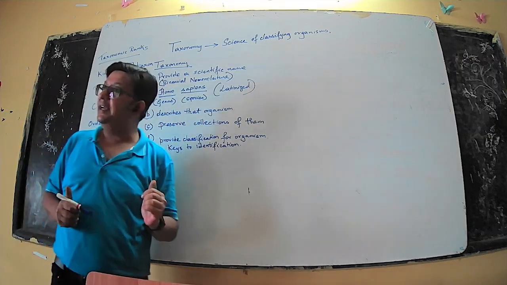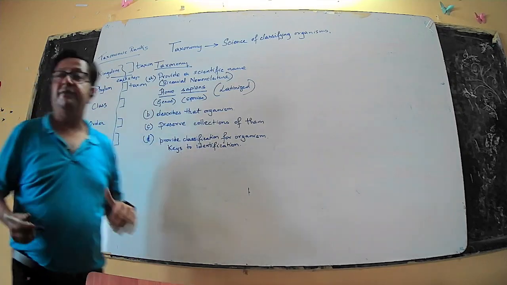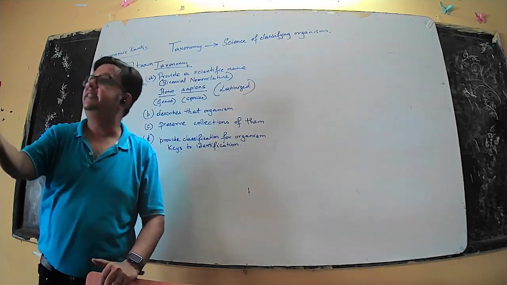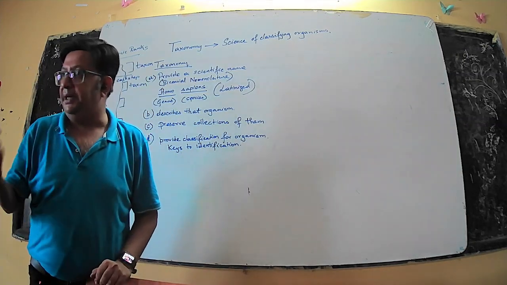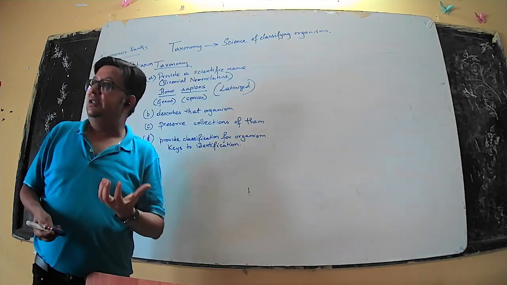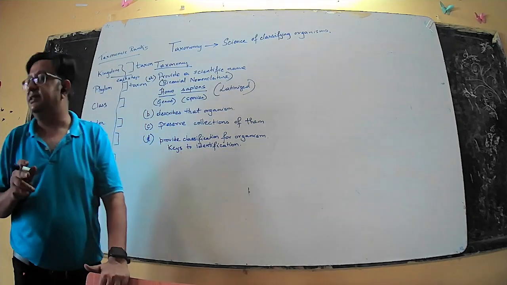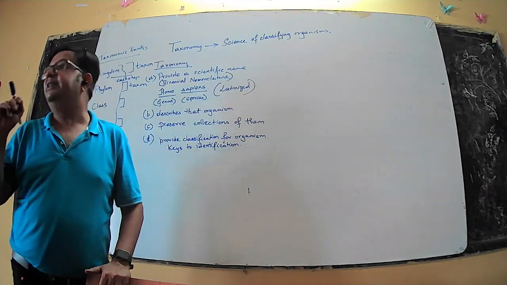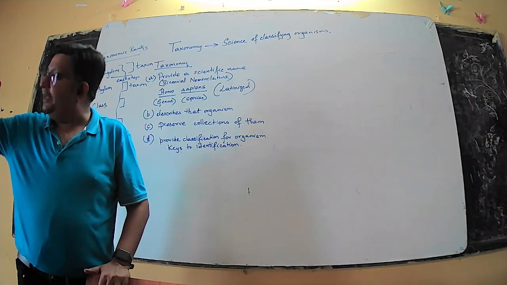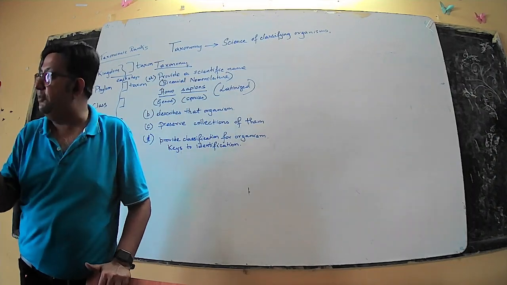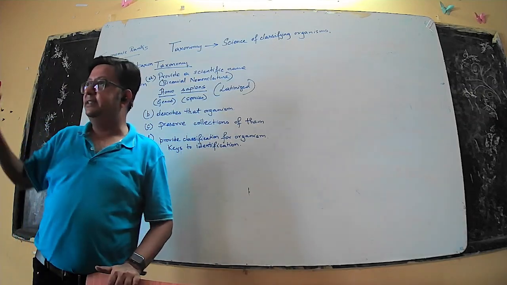Why kingdom Animalia? You have to give the characteristics of animals. Why phylum Chordata? You have to give the characteristics of chordates. Why this class? You have to give the characteristics of that particular class. So this is how you make a key. Does it have this particular character? Yes, then it is this phylum. Does it have this particular character? No, it does not. Then it is this phylum. So you have to make a key.